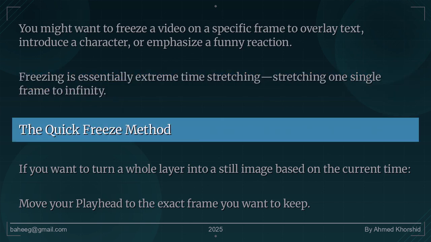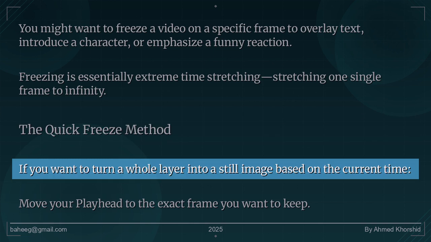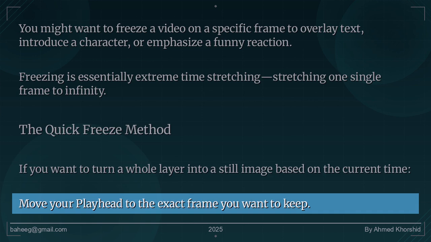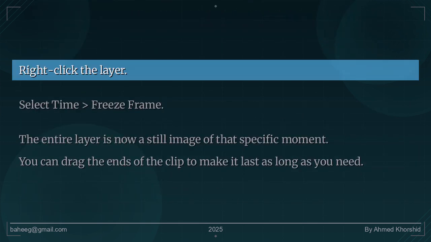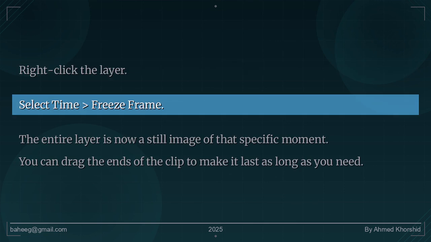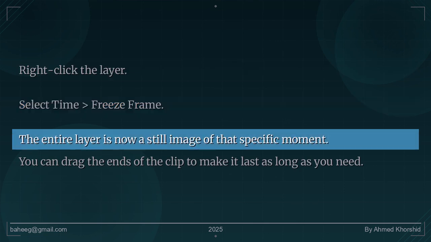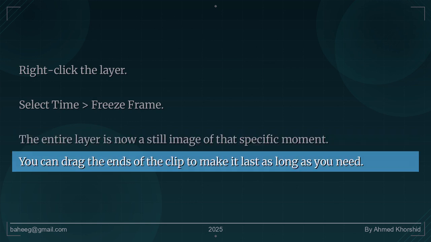The quick freeze method. If you want to turn a whole layer into a still image based on the current time, move your playhead to the exact frame you want to keep. Right-click the layer. Select Time, Freeze Frame. The entire layer is now a still image of that specific moment. You can drag the ends of the clip to make it last as long as you need.